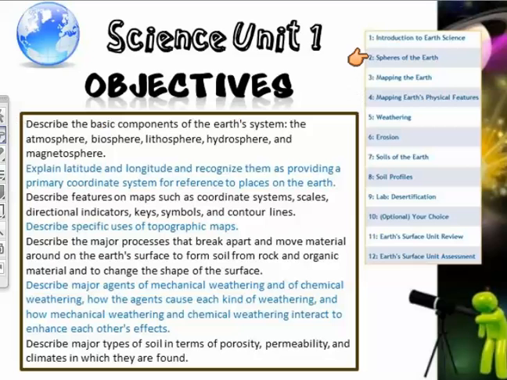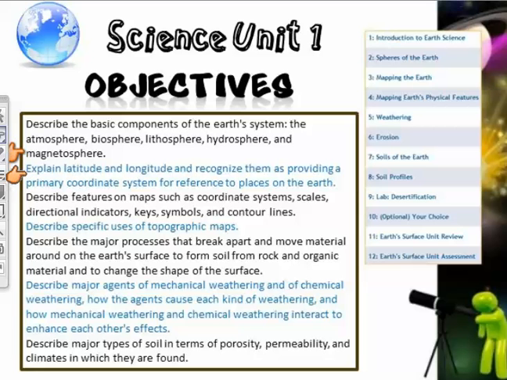So that was what you learned in your Lesson 2, Spheres of the Earth. You learned that the atmosphere was all of the gases that surround the Earth. The biosphere is all living things. The lithosphere includes all the land. Hydrosphere is all water, no matter what state, so liquid or solid. And then the magnetosphere is that magnetic field that surrounds the Earth. And it is also what allows our auroras to occur, so the northern and southern lights.